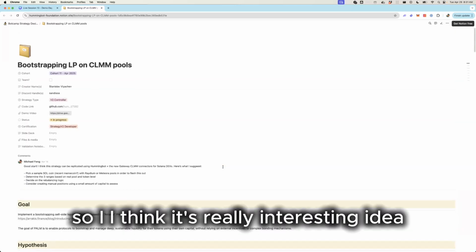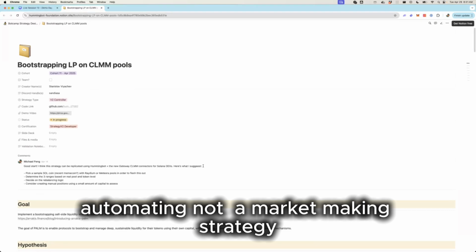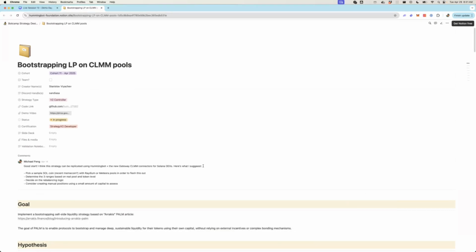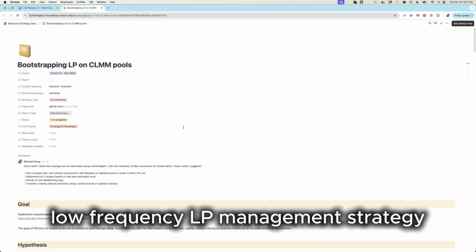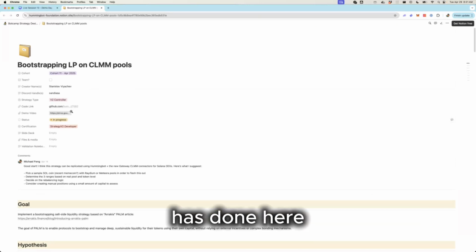So I think it's a really interesting idea. And I think it's a good use of Gateway in terms of automating not a market making strategy, but more of an automated low frequency LP management strategy. So really excited to see what Stanislav has done here.